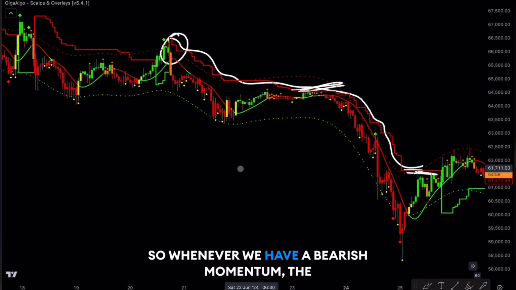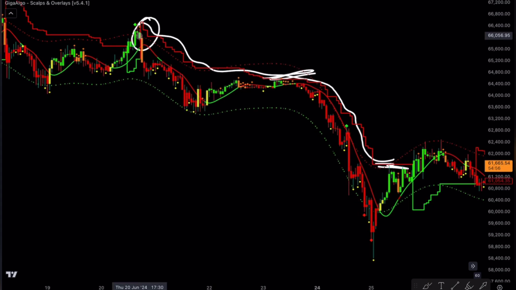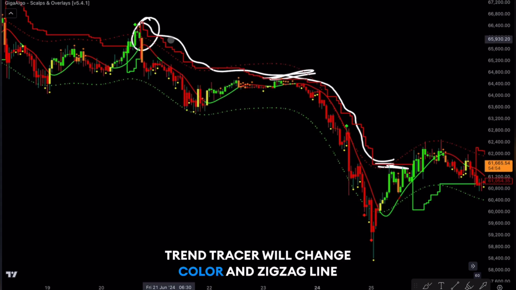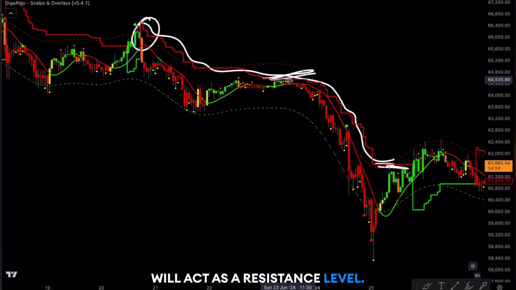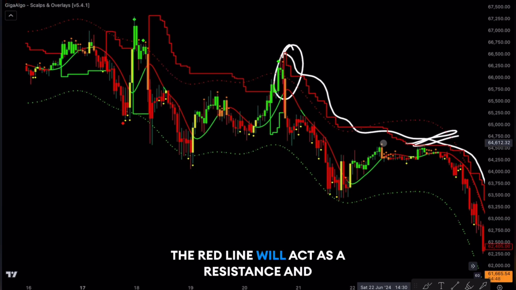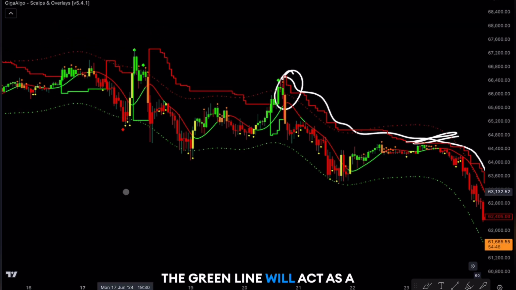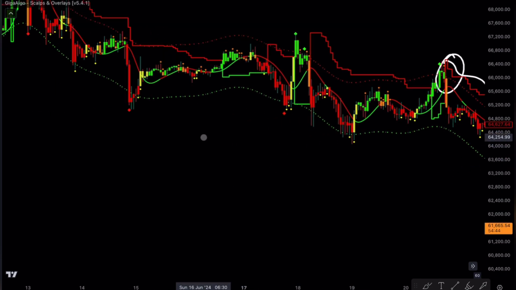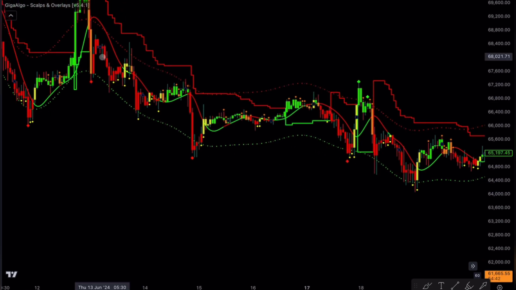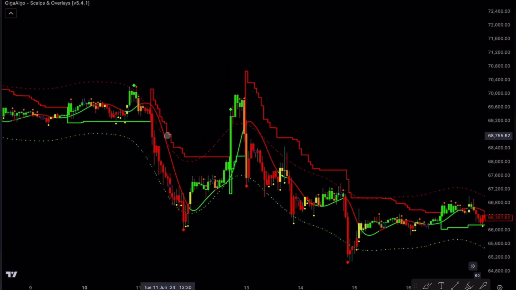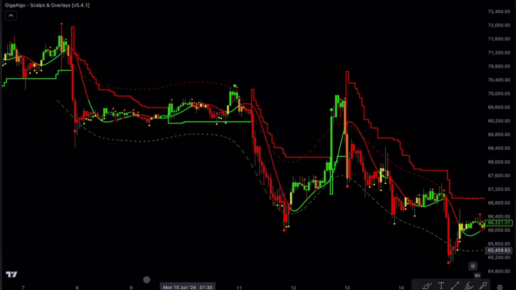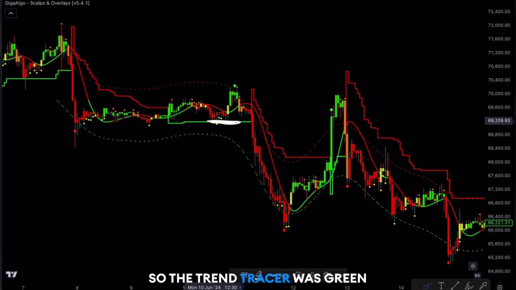So whenever we have a bearish momentum, the trend tracer will change color, and the zigzag line will act as a resistance level. The red line will act as a resistance, and the green line will act as a support level. So the trend tracer was green and it acted as a support here.